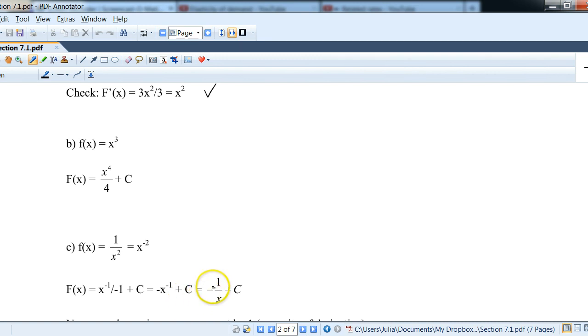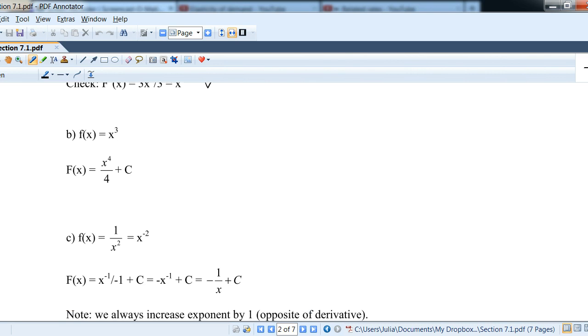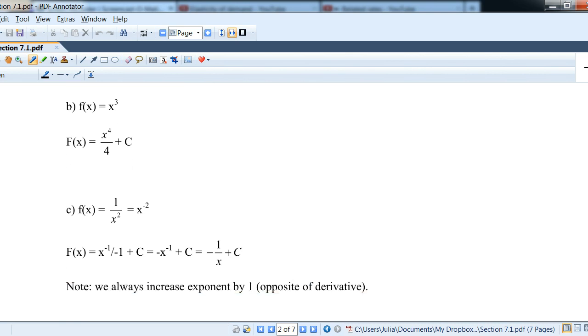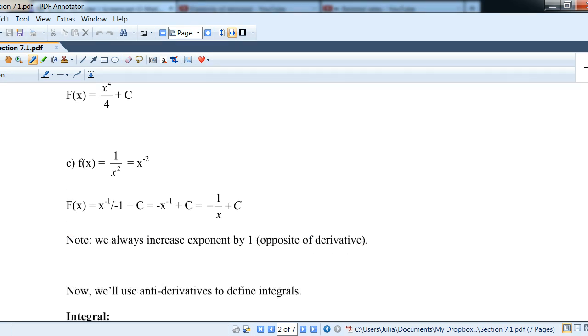And then you'll get negative 1 over x plus a constant. Okay, so you can put it in the denominator as before. So yes, we always increase the exponent by 1.